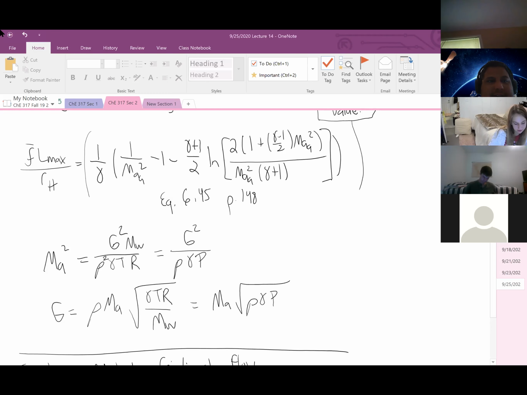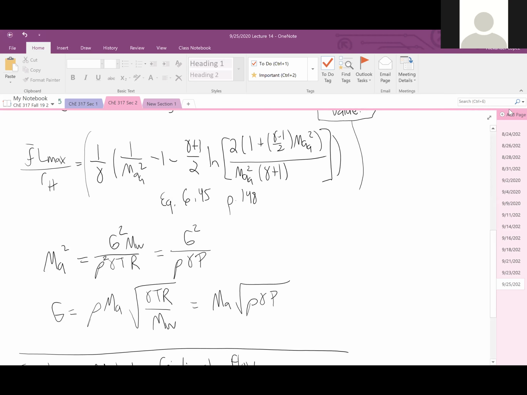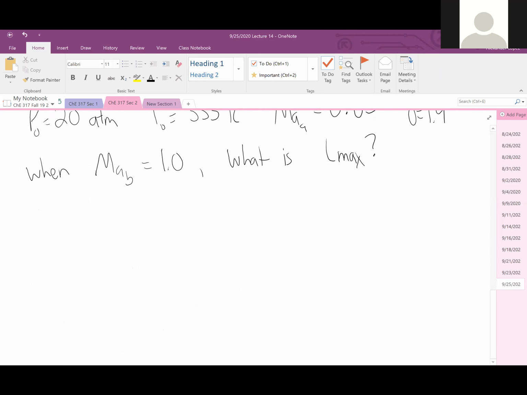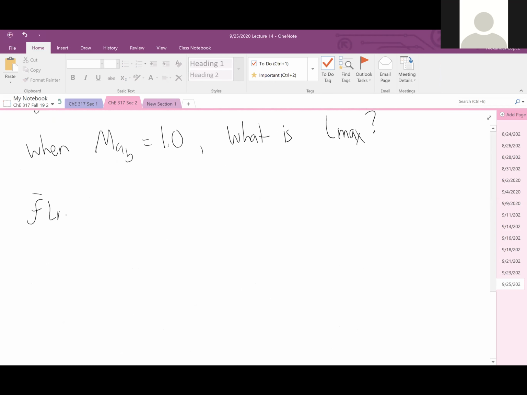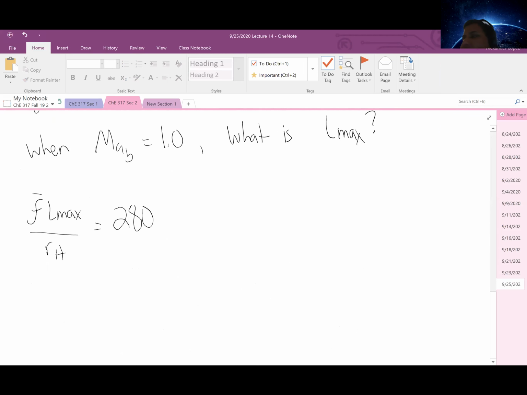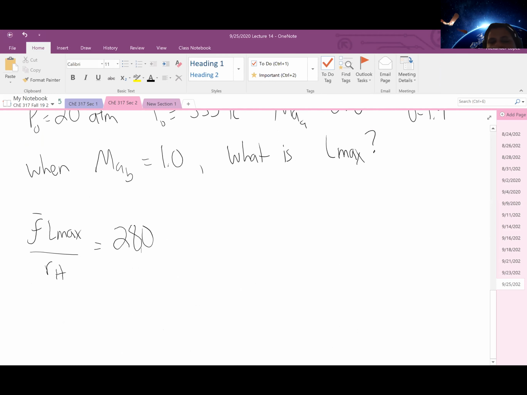So, with that in mind, I'm not sure what we do with this answer though, because that solves for f-bar L max over R_H equals 280. Yeah, so for this problem, I intentionally left some values and information out. So what do we need to find a friction factor? Reynolds number, k over D. So we need a Reynolds number and a k over D.